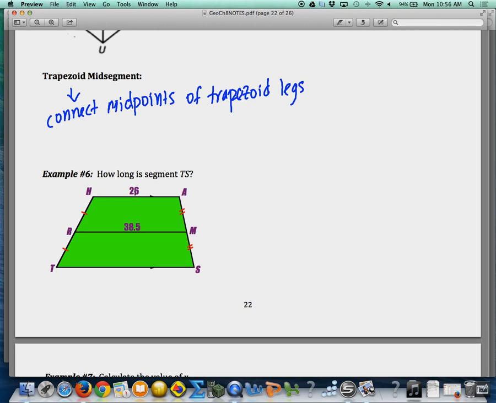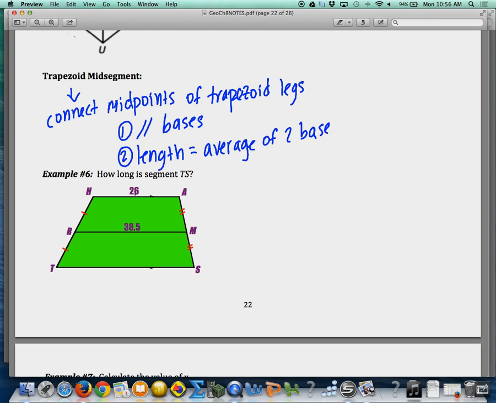It connects the midpoints. It has two important properties. The first one is it's parallel to the bases. The second one is similar to a triangle, but a little bit different. The length of the midsegment equals the average of the bases.